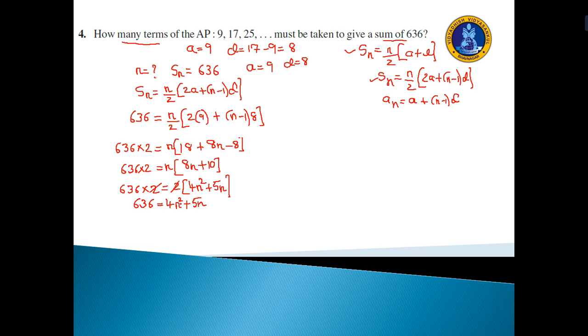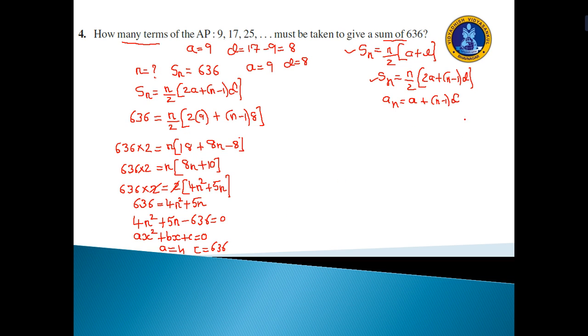Now 636 should be shifted. So 4n square plus 5n minus 636 is equal to 0. Now if you see, it is a quadratic equation. Here a quadratic equation is formed, and now we have to factorize it. If we compare with ax square plus bx plus c is equal to 0, therefore a is equal to 4 and c is equal to 636.